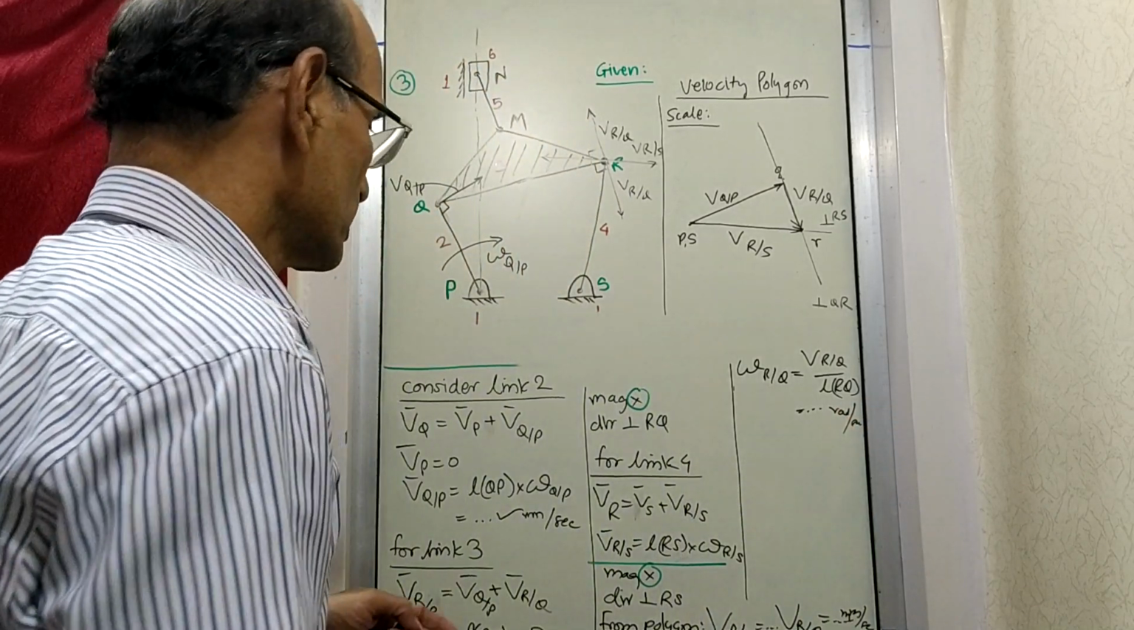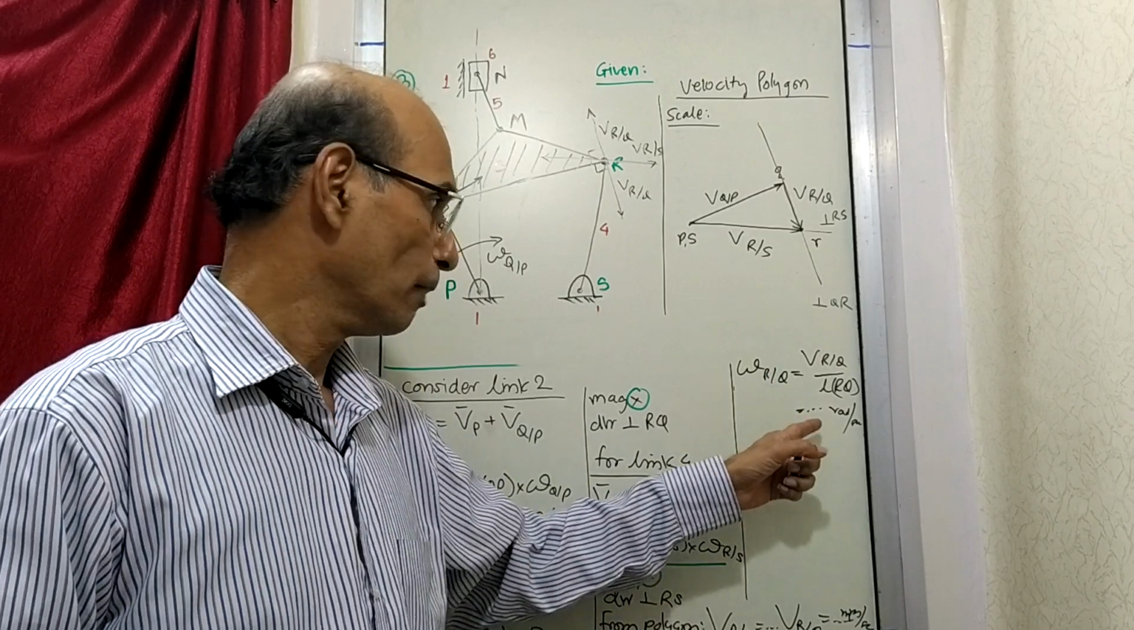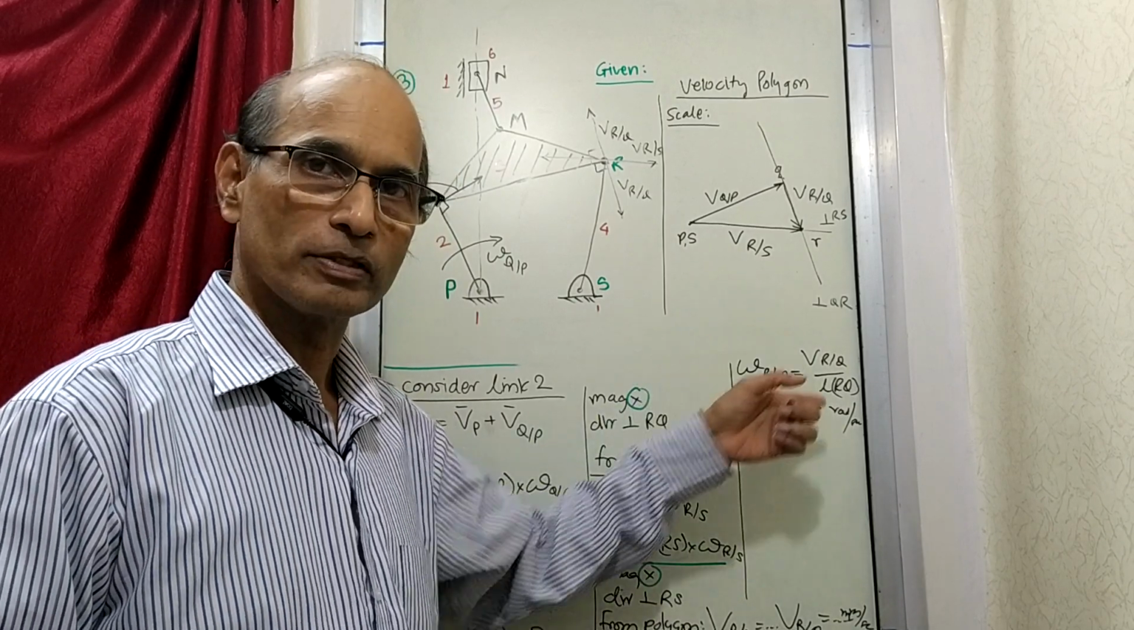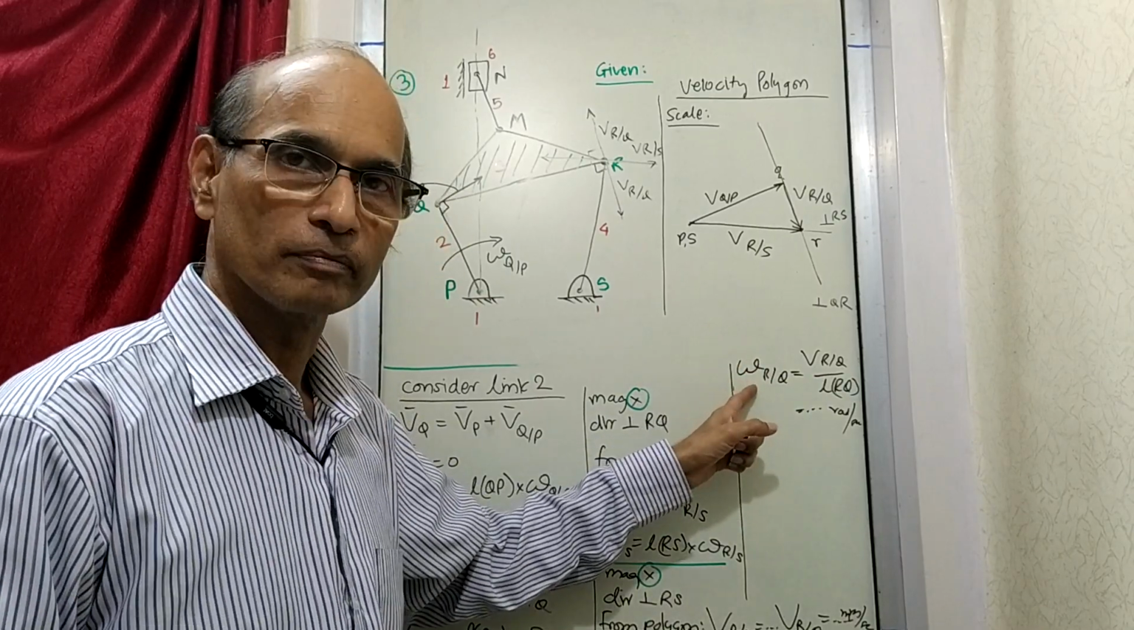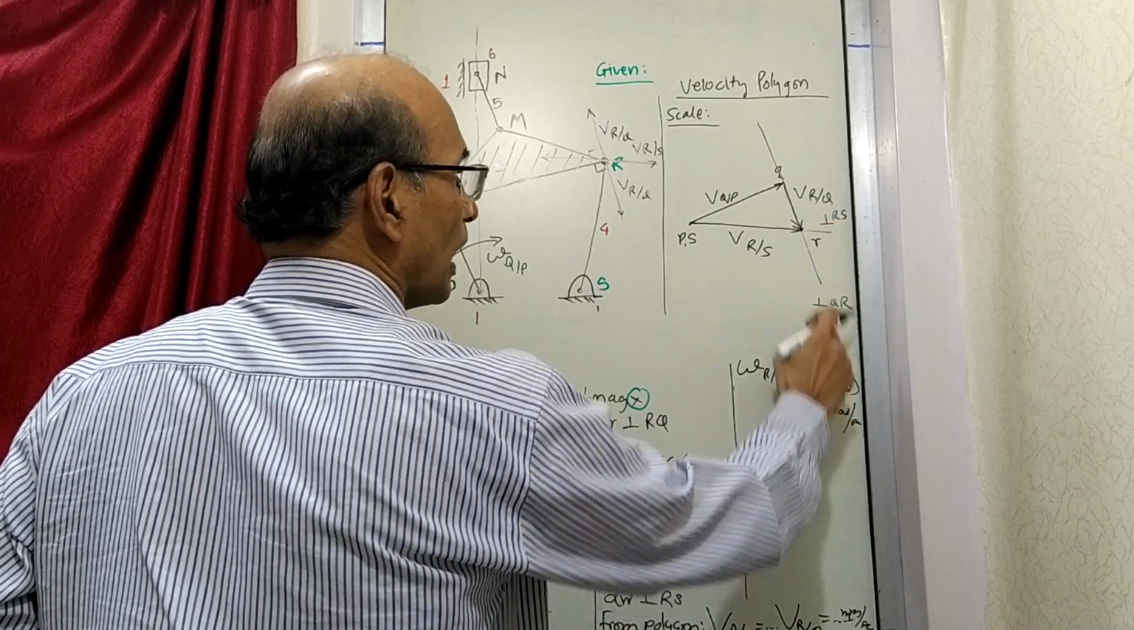Now once you get this, you have to also write the direction. See, angular velocities you have to write by direction also. Magnitude is this, and direction either clockwise or anti-clockwise. Now how do you get the direction of this? For that, this vector you have to draw. What is this vector? R with respect to q.